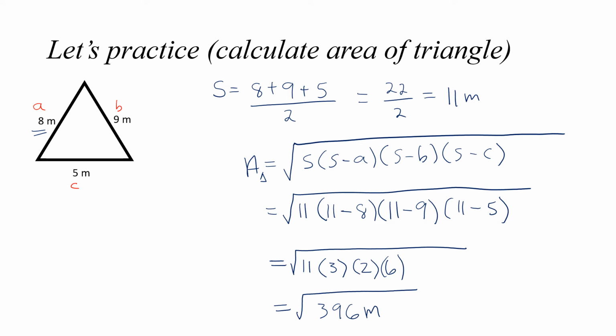So if I find the square root of 396, according to my calculator, the area here will be approximately 19.9 meters squared, and this is to 1 decimal place. Yeah, and that is it. Well, the question didn't ask us for the perimeter, but we actually had to find the perimeter along the way. The perimeter would have been 22 meters if they had asked us to calculate the perimeter, right?